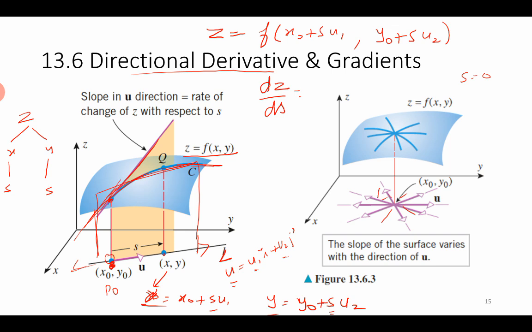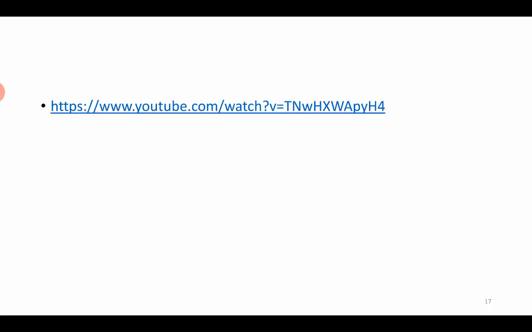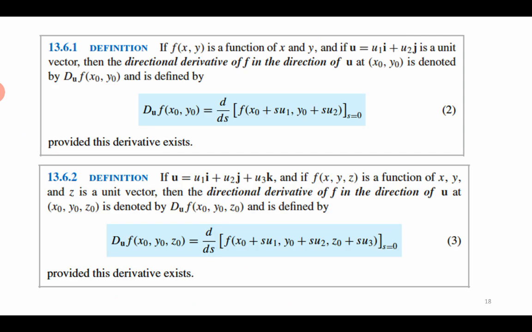So how to calculate it? This is what I'm going to give in the formula coming up next. You can go through this video to get the animation of the directional derivative. As we have seen, we are differentiating the function f(x, y), where x is x0 plus s u1. When you differentiate the function with respect to s and take s equal to 0, this is the fundamental definition of the directional derivative.